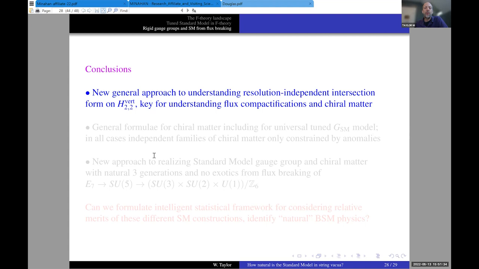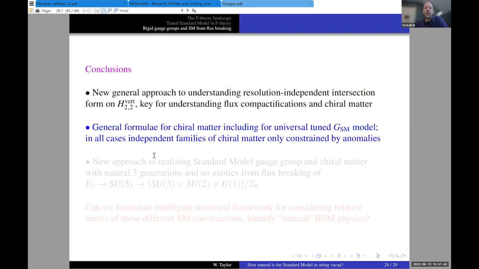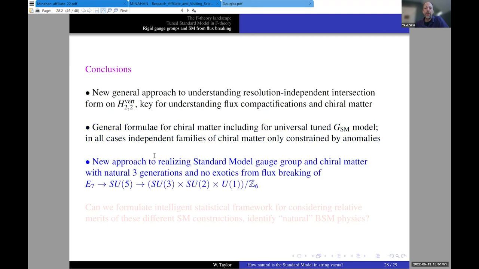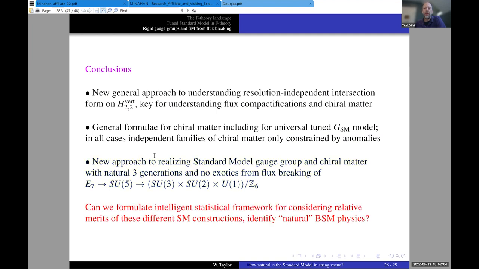Okay, so let me conclude and come back to the overall questions. We've got this approach to understanding resolution-independent intersection forms on H22 vert, which sounds pretty technical, but it allows us to construct a variety of new models, including these universal GSM models where we can compute the chiral matter, and these models where we break E7 down to SU5, down to the standard model. So now we have a global picture of the F-theory landscape and a number of very different ways where we can get the standard model.